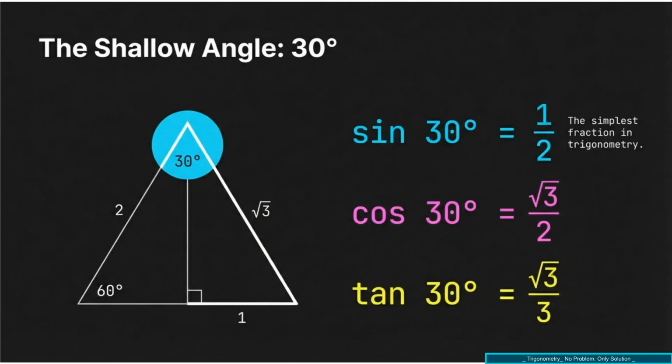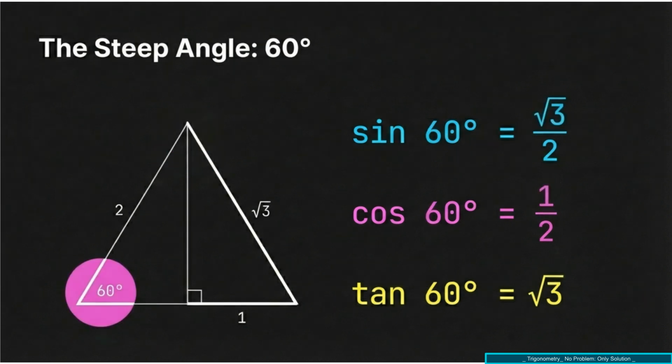For the shallow angle, 30 degrees, we find sine of 30 degrees equals 1/2, cosine of 30 degrees equals square root of 3 over 2, and tangent of 30 degrees equals square root of 3 over 3. For the steep angle, 60 degrees, the values are sine of 60 degrees equals square root of 3 over 2, cosine of 60 degrees equals 1/2, and tangent of 60 degrees equals square root of 3.